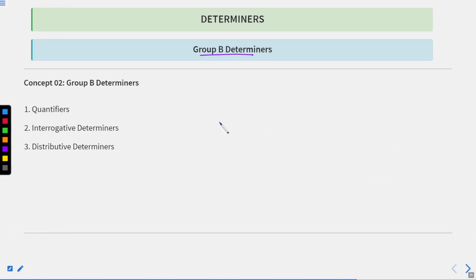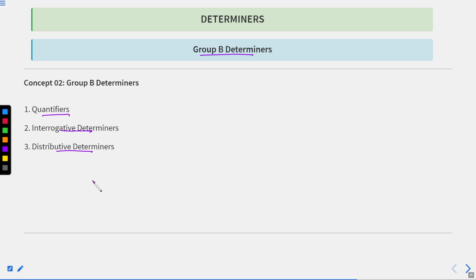Now we have group B determiners. How do we classify group B determiners? Group B determiners are quantifiers, interrogative determiners, and distributive determiners. So we have these types of determiners that we have already discussed.